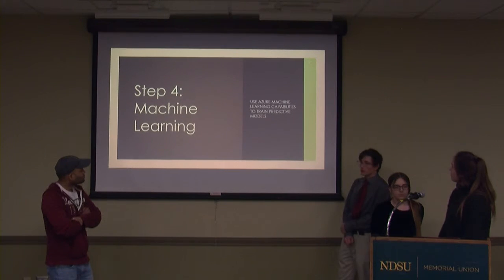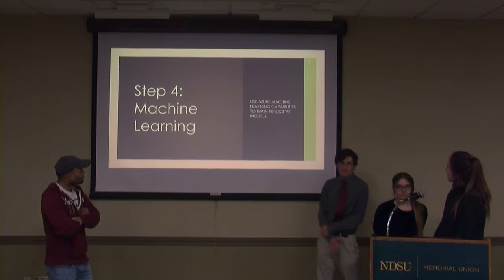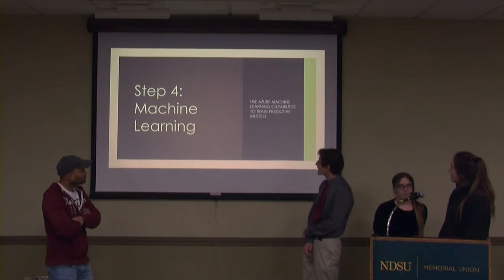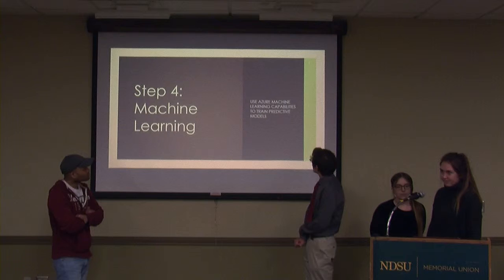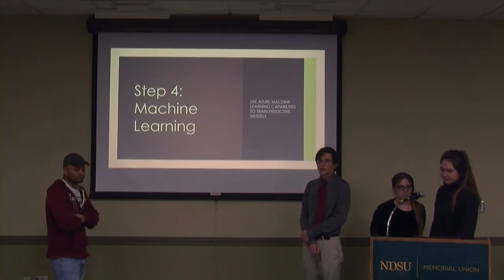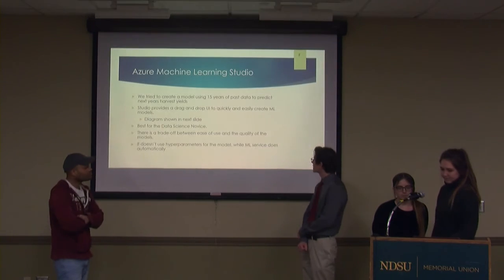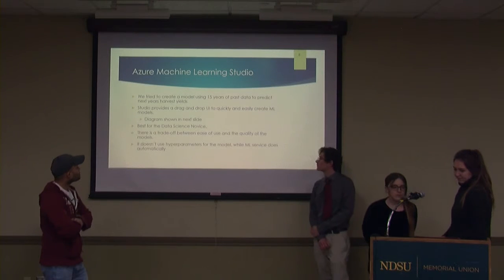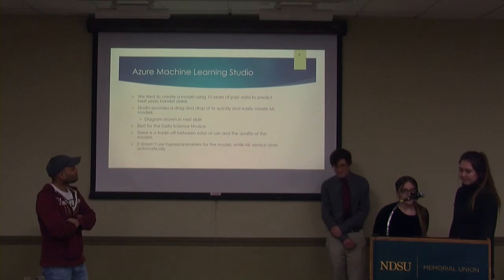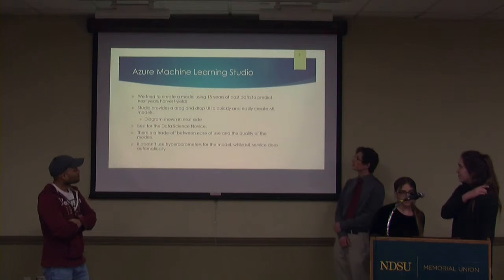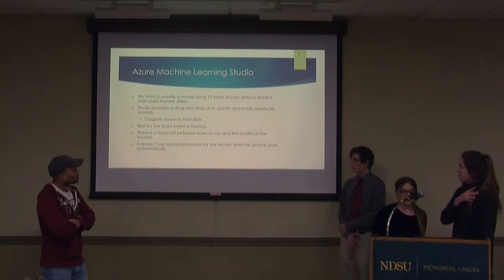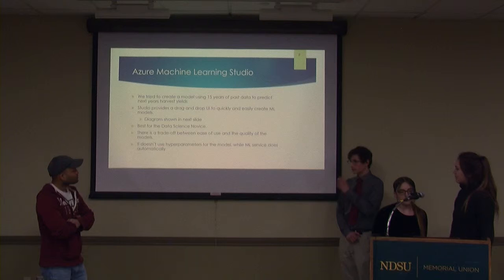So step 4, after we developed these visuals, we took the data and saw what we could do with machine learning, what sort of models we can train and develop. So within this Machine Learning Studio, we took 15 years of past data to predict the next year's harvest yields. And Studio is fairly easy and simple to use. You just drag and drop things to create the model. And we have a diagram of that in the next slide.